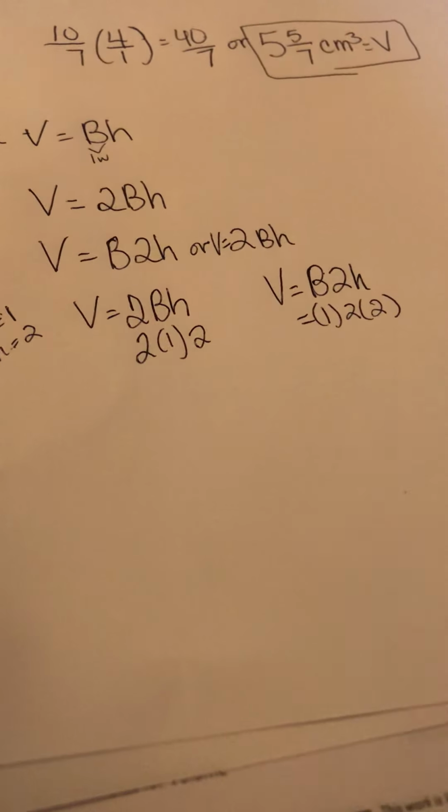Write an expression for the volume of a prism if the height and the area of the base are doubled. Okay, so we're going to say V equals 2B 2H, like terms right here. So 2 times 2 is 4, so it would be V equals 4BH, and that was 3E.